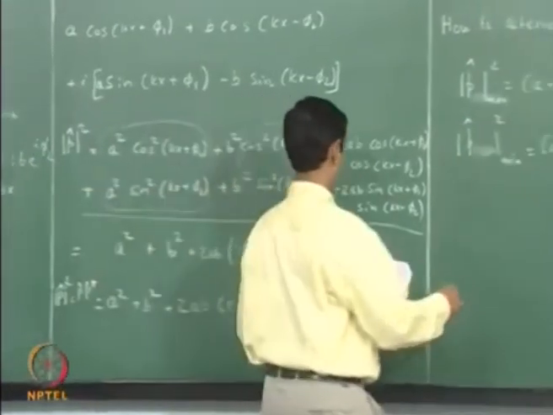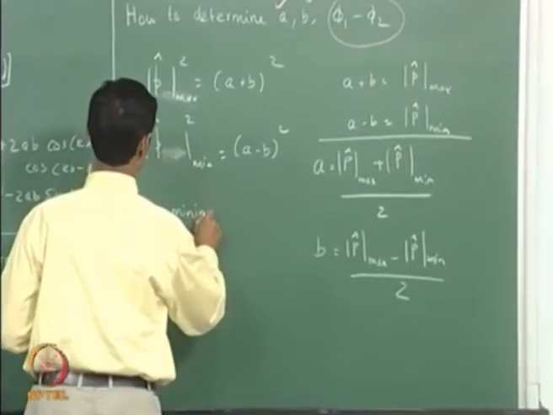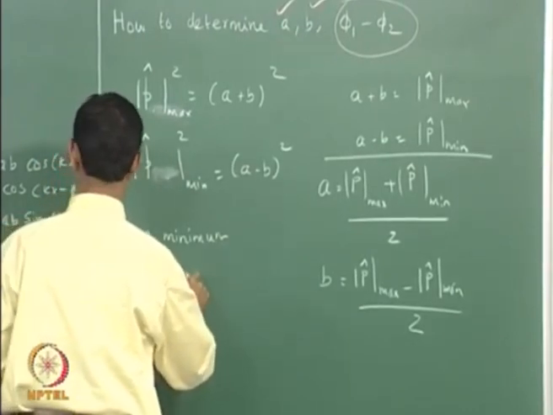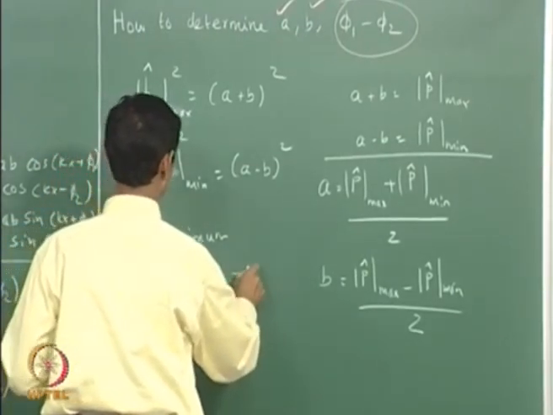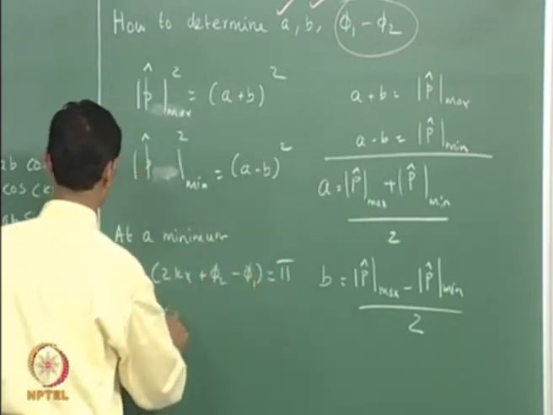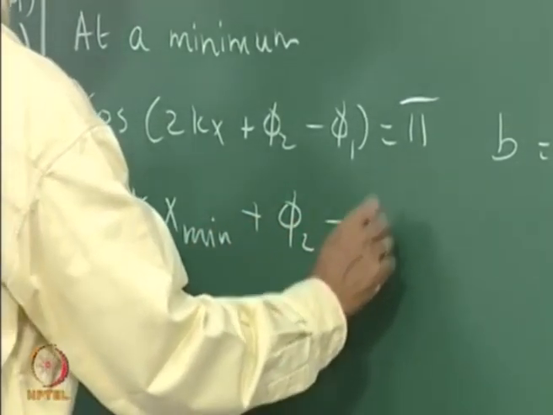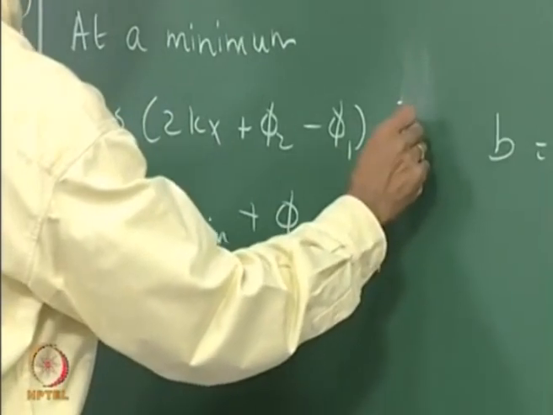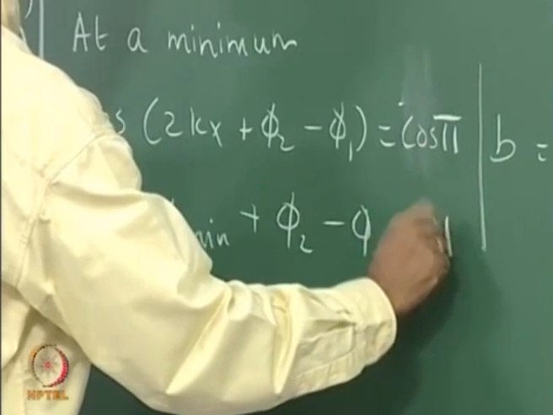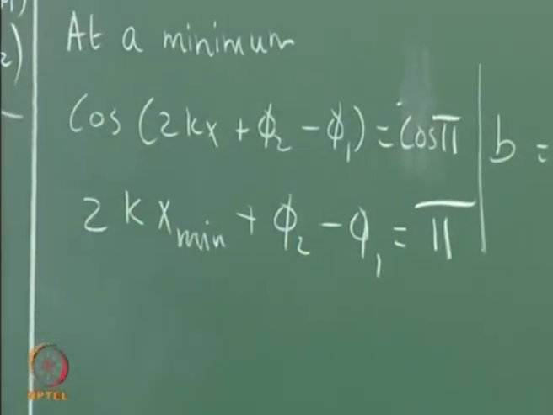So you can say at a minimum, cos of (2kx plus phi 2 minus phi 1) equal to minus 1, or 2kx_min plus phi 2 minus phi 1 equal to pi. Now you could use the maxima also.